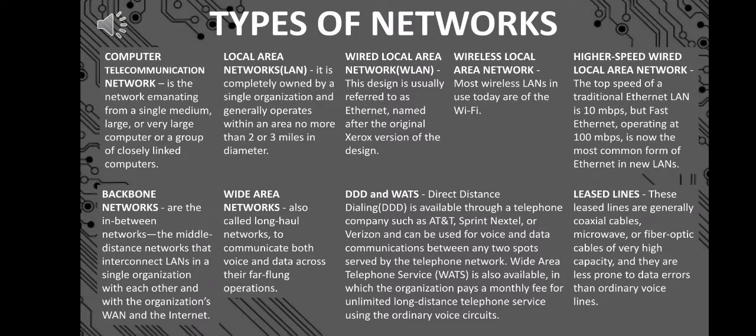Types of networks. Computer telecommunication network. It is the network emanating from a single medium, large, or very large computer or a group of closely linked computers. Local area networks or LAN. It is completely owned by a single organization and generally operates within an area no more than 2 or 3 miles in diameter.